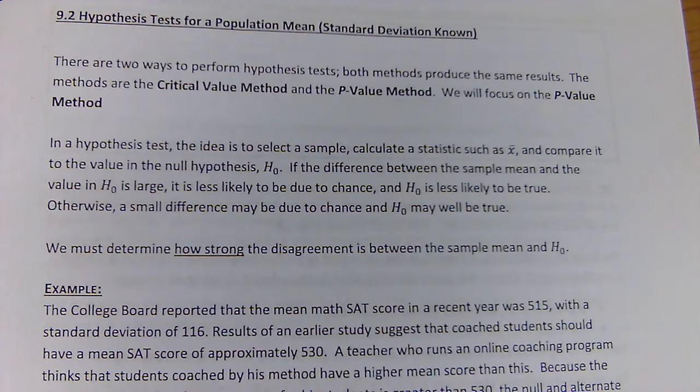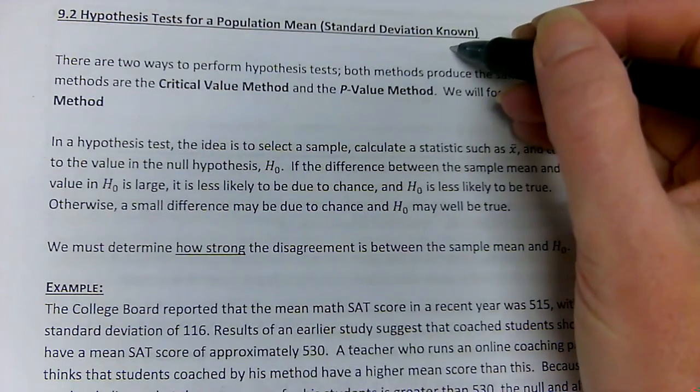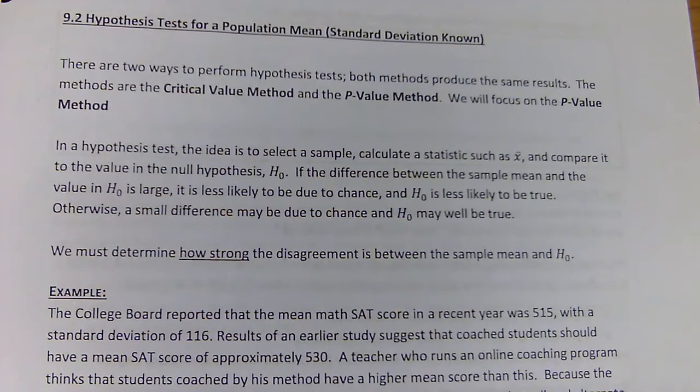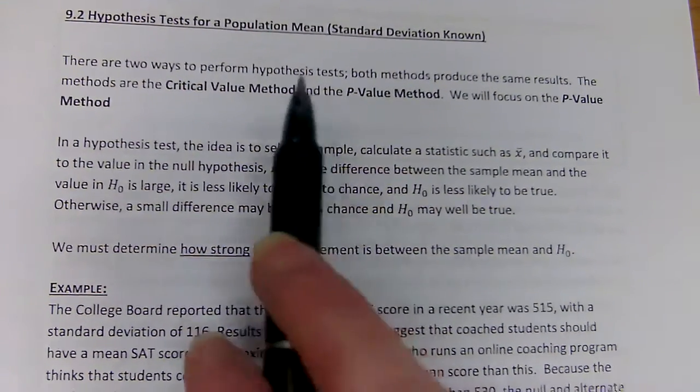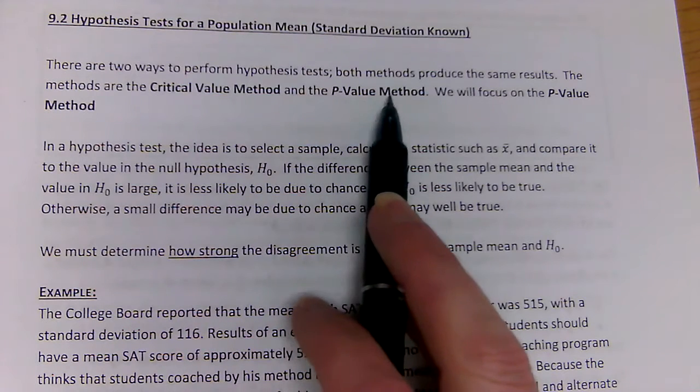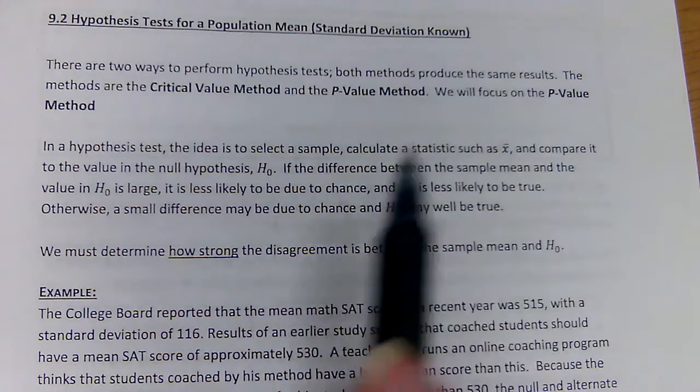In the previous lesson, we looked at the basics of hypothesis testing. Now we're going to do a hypothesis test. And for this section, we're going to be testing about the population mean. And in this one, we are going to know the standard deviation of the population. That's unlikely in the real world, but it gives us a chance to just learn the process. So there's two ways to do it, the critical value method and the p-value method. We're really going to be focusing on the p-value method.